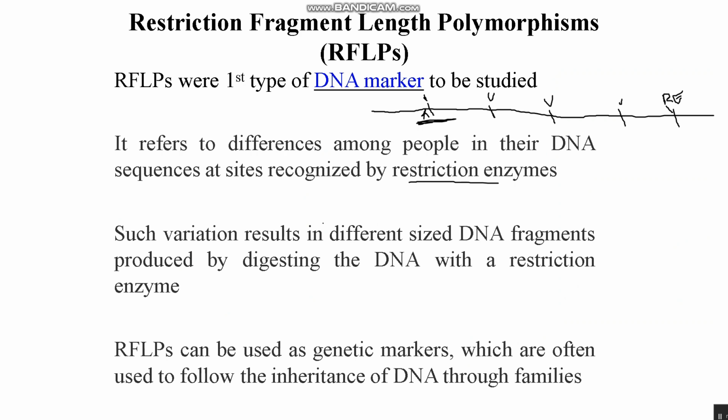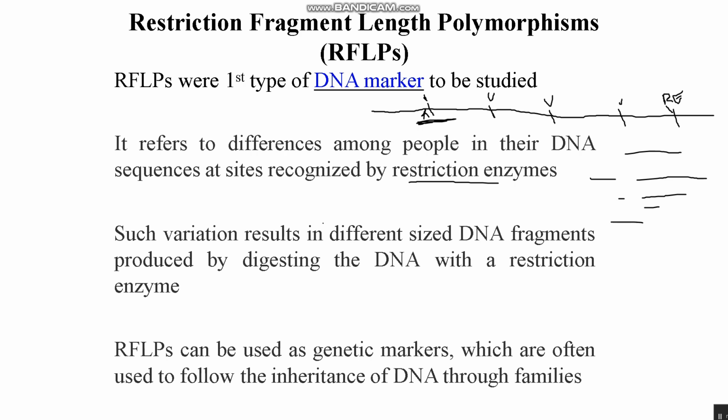By this we get the variations. Some DNA will be cut by the restriction enzymes, and some DNA is not cut. By this we get different types of DNA fragments: one DNA fragment is very small, and one DNA fragment is very large.